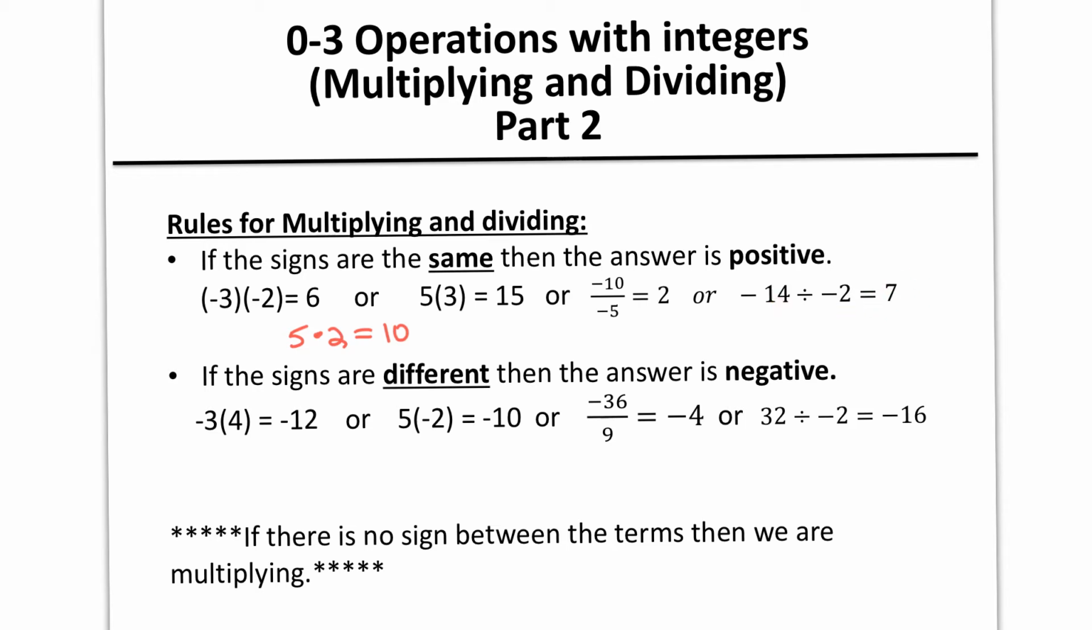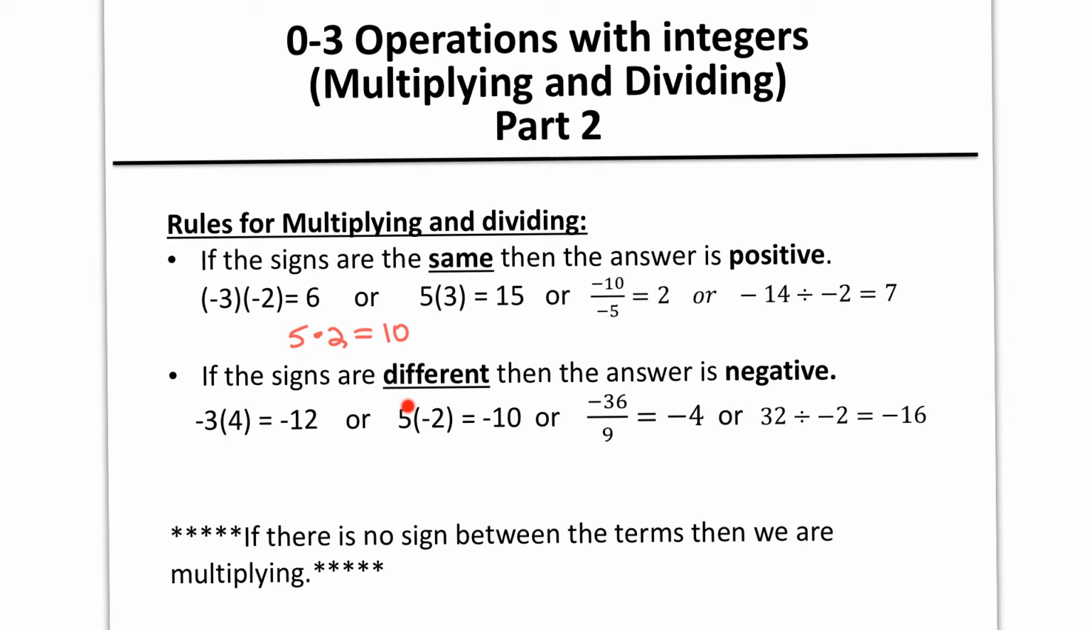Now, the next rule, if the signs are different, then the answer will be negative. So, one more time, if you have numbers with parentheses and there's nothing in between, that means you are multiplying. Notice the numbers. This one is a -3. This one is a positive because it doesn't have a sign. It does not have a sign on the left side. So negative times positive, negative. They have different signs, so my answer is negative. And 3 times 4 is 12.